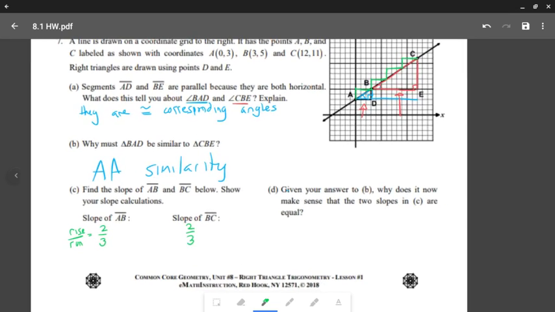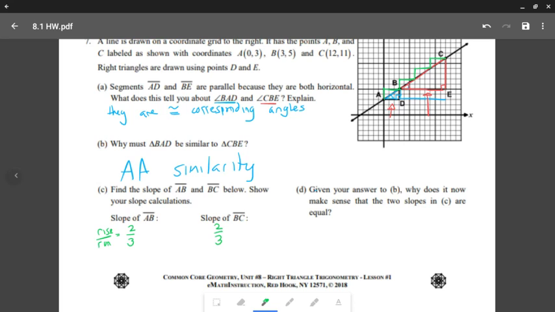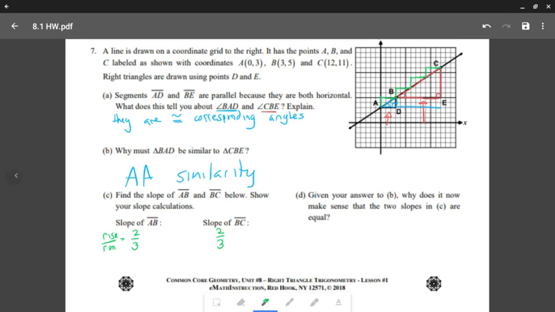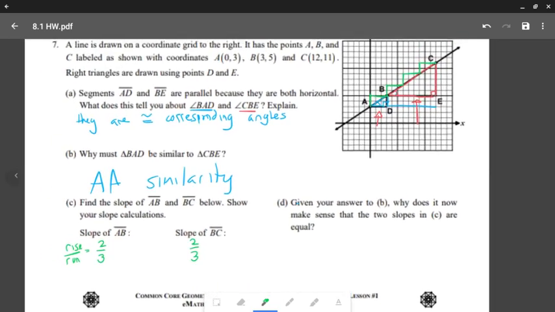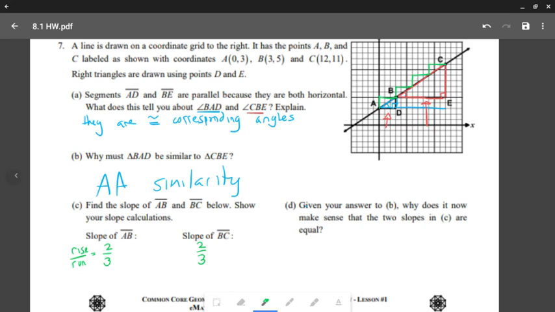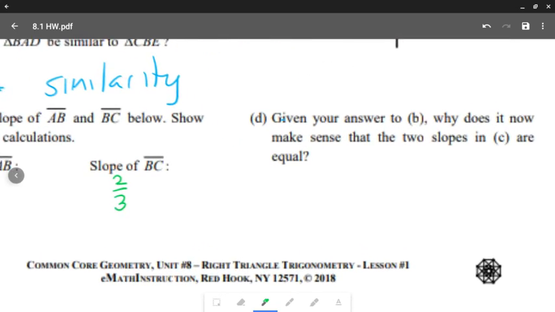Giving your answer to B, why does it now make sense that the two slopes in C are equal? Well, there's a couple of different ways that we can write this answer. Number one, it's the same line. Okay, that's not the answer that we're going for in this question, but that is an answer. The answer that we're going for here is that since these triangles are similar to each other, that means there's a similarity transformation that maps one to the next. And if there's a similarity transformation that maps one to the next, we remember that similarity transformations like dilations preserve angle measure. All right, so let's just write it like that and we'll call this lesson over.